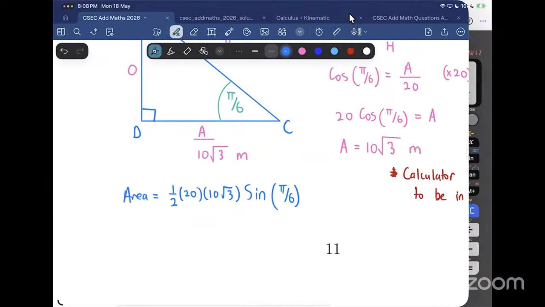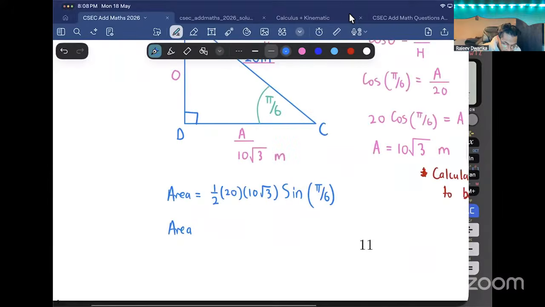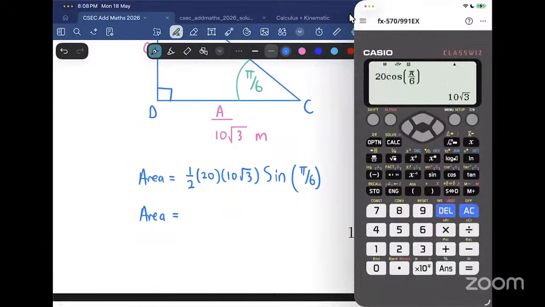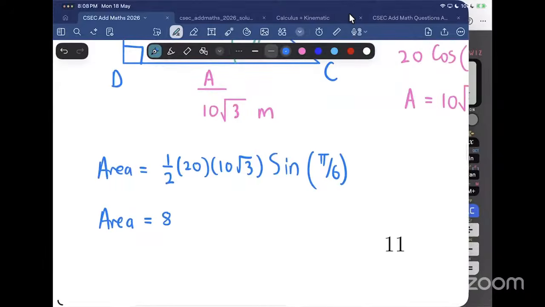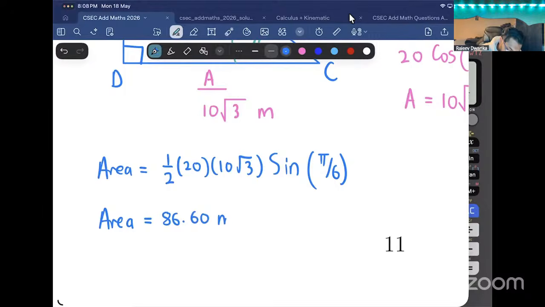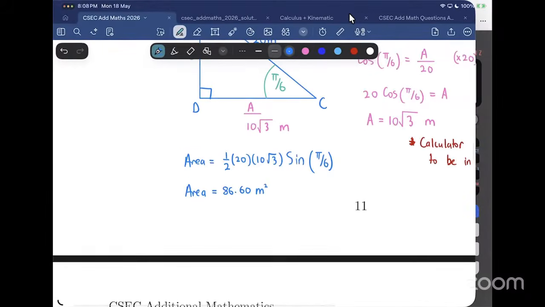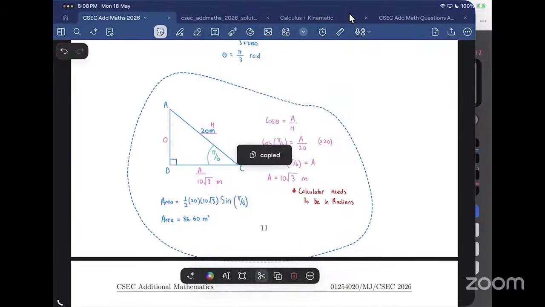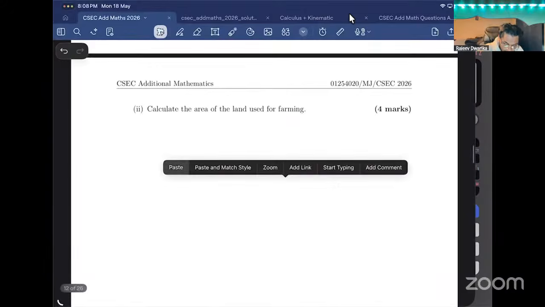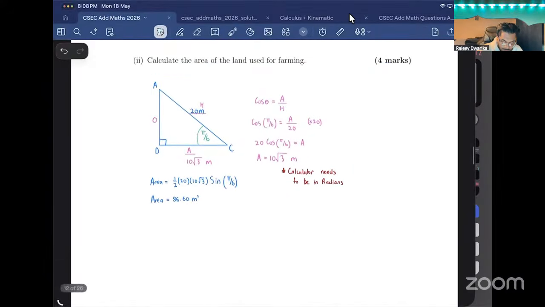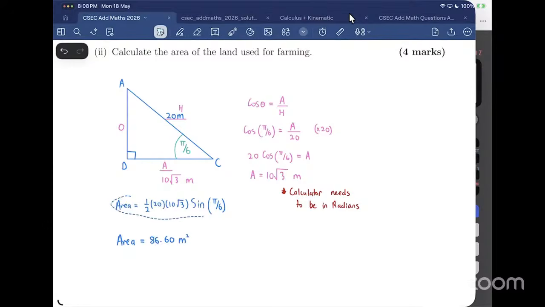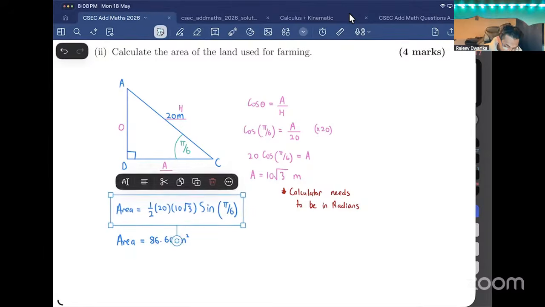Okay, I got 86.6. Did they specify units? Meters squared. Did they specify decimal places? No, they didn't specify, so 2 decimal places: 86.60 meters squared. So the answer for the area of the land was 86.60 meters squared. Let me know if you guys got this or not. People on YouTube, are they getting 86.60?